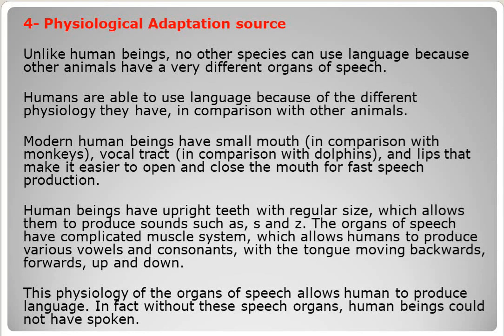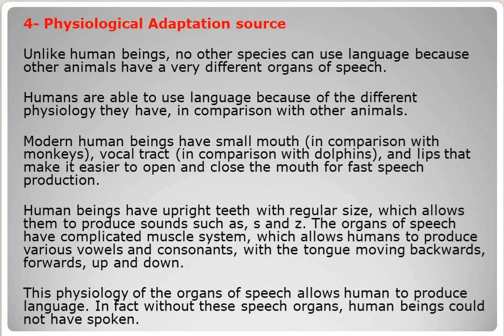So we have small mouths in comparison with monkeys. We have vocal tracts in comparison with dolphins, and we have lips which make it easier to open and close the mouth for faster speech. So all these vocal organs enable us to use language, to invent language. Of course, we have the upright teeth in regular size, which allow human beings to produce sounds like san, ze, than, the. The organs of speech have a complicated muscle system.